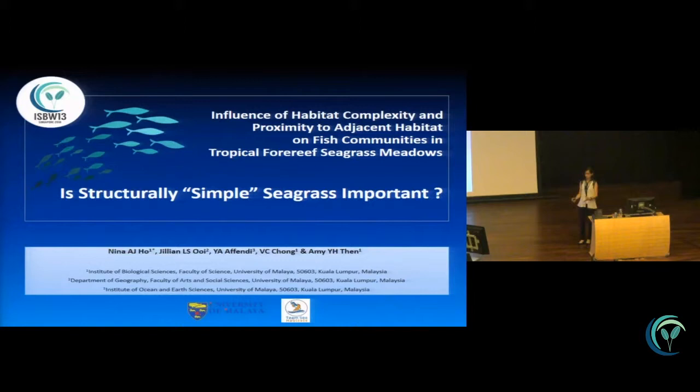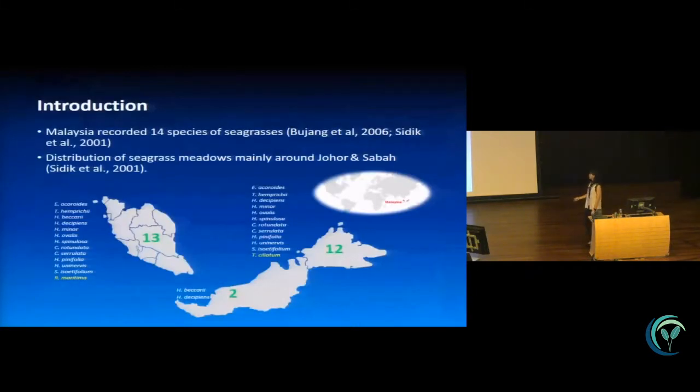So in short, I want to ask: is structurally simple seagrass important? Are they still providing ecosystem services, as we expect them to? So let's start with an introduction to Malaysian seagrass.